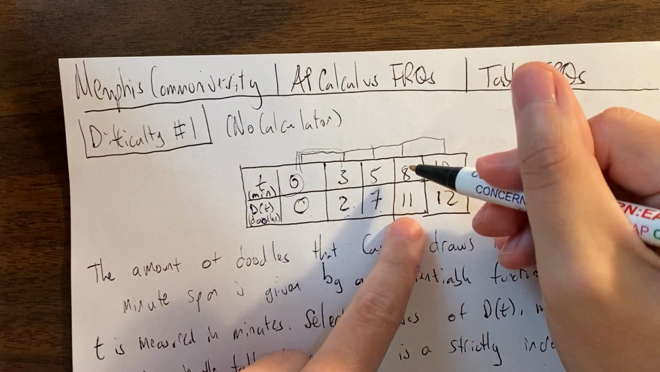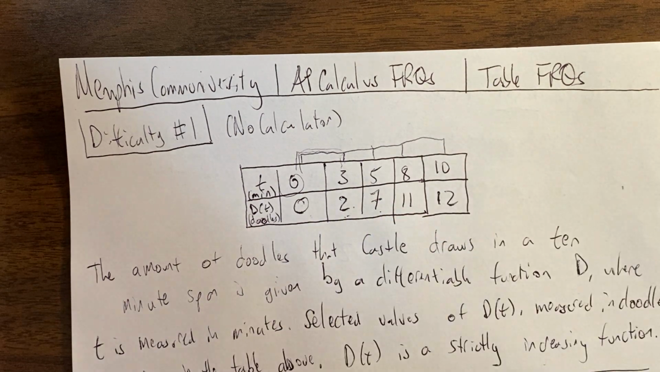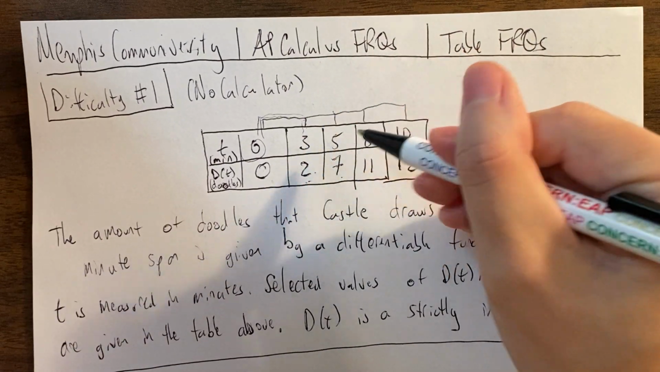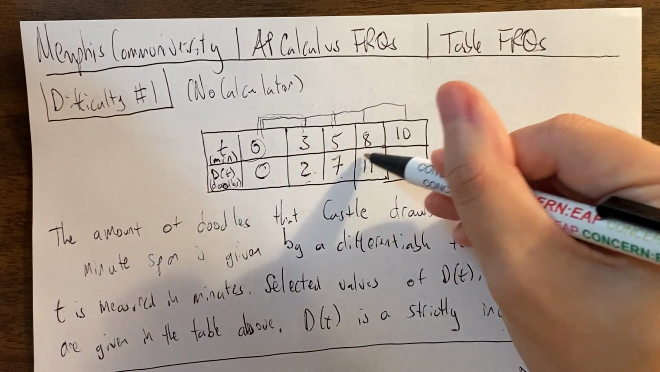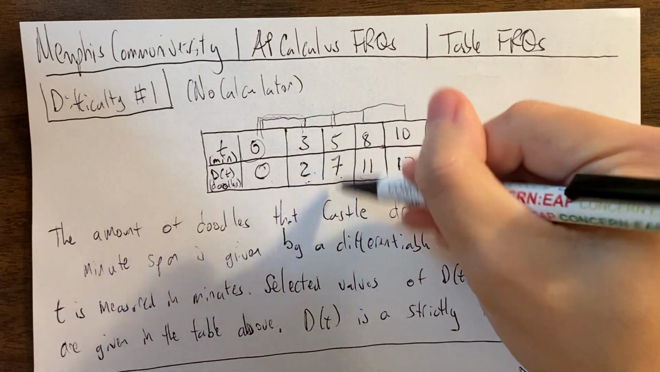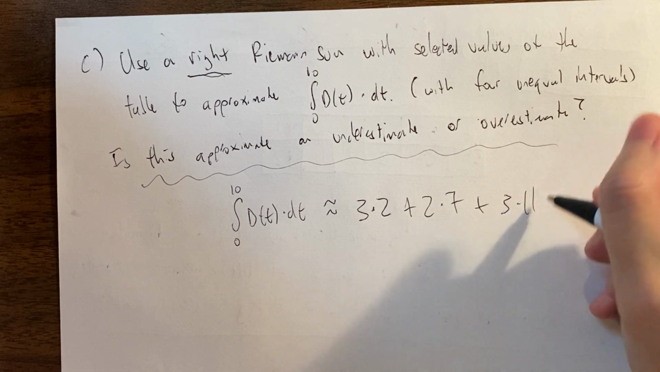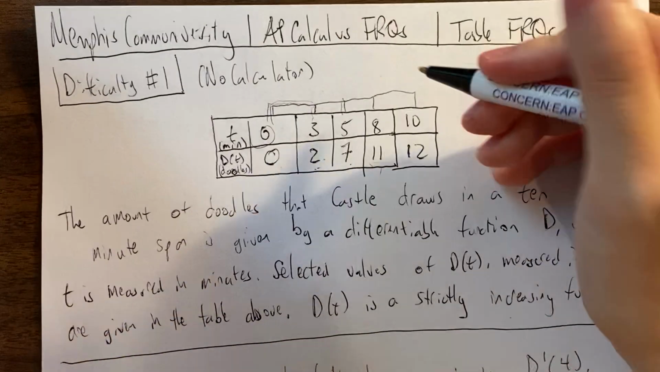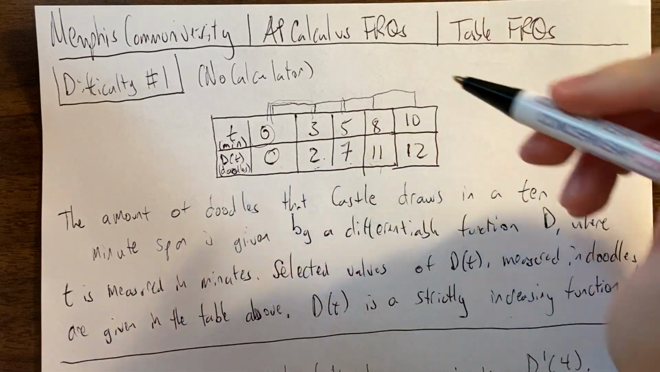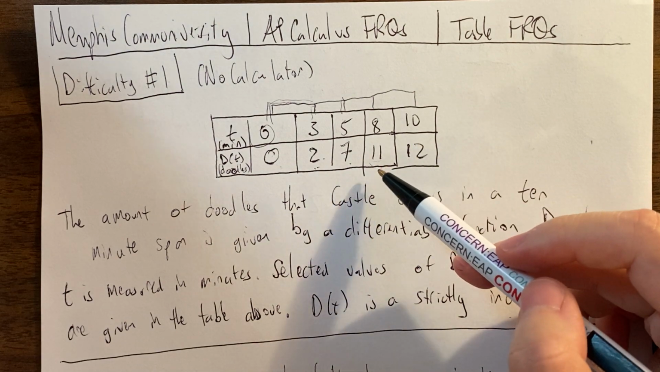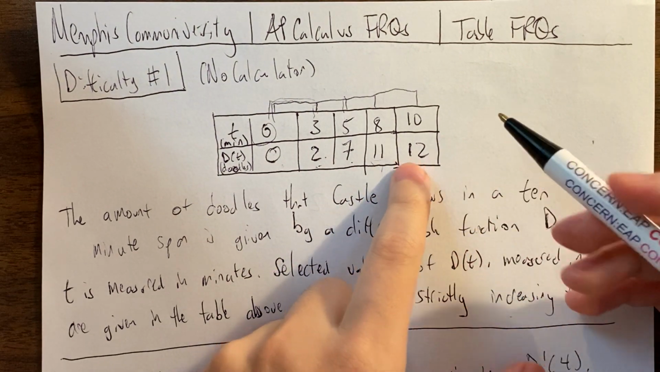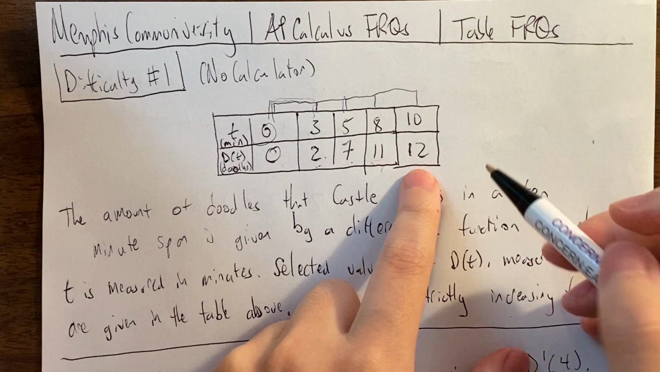And then 8 minus 5 times 11. 3, the difference in the t's, times the right y value of this pair. So it's 3 times 11. And then finally, we have one last one. 10 minus 8 is 2. If we would have done left, we would have chosen 11, but we're choosing right, so we're going to choose 12. So it's going to be 2 times 12.